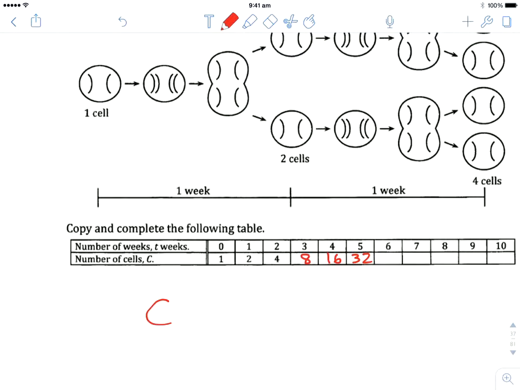We want an equation for the number of cells that involves t, the number of weeks. In this case it's an exponential equation, and if I just say 2 to the power of t, that is the correct equation. You can just check that. 2 to the power of 0 is 1, 2 to the power of 1 is 2, 2 to the power of 2 is 4, 2 cubed is 8, etc. So that is the correct equation that models that basic situation.